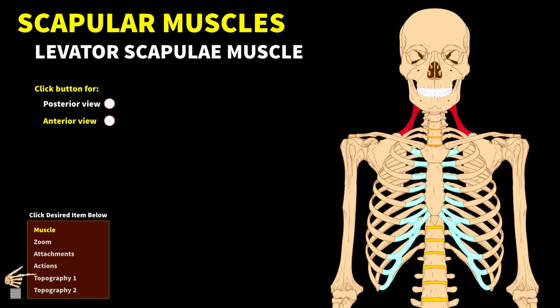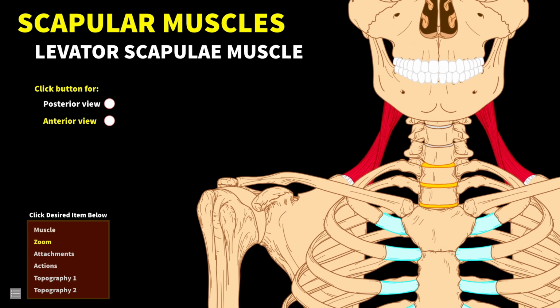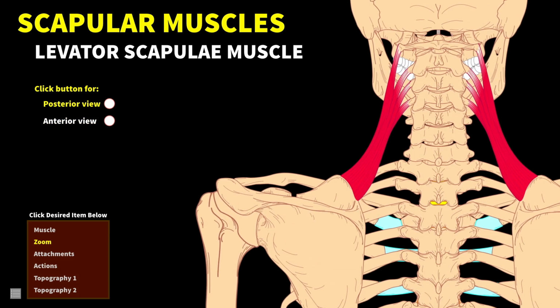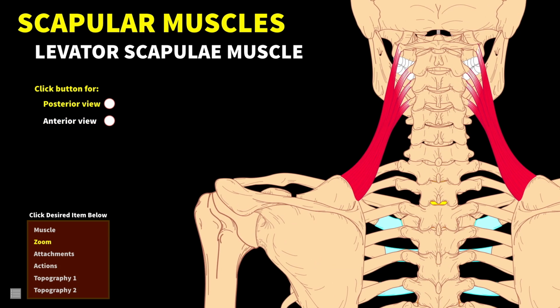As we zoom in on the muscle, we again note it is not as visible from this anterior view. So let's turn the body around and view it once again from the posterior view. Note its fiber orientation and its association with the skeleton.